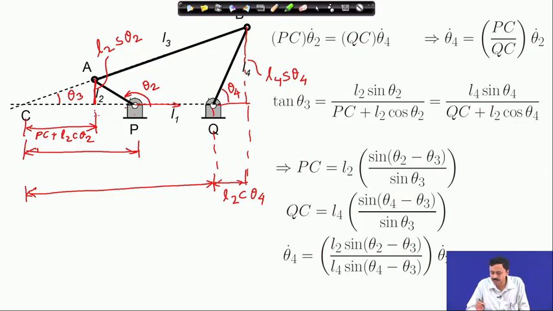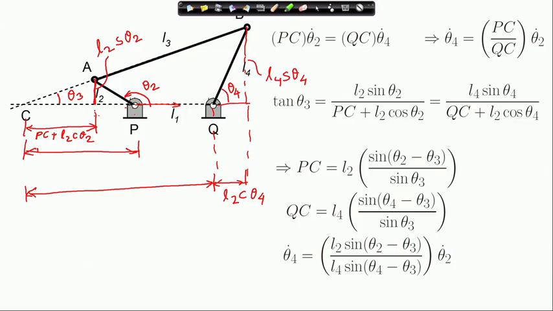So, P c is L2 sin of theta 2 minus theta 3 divided by sin theta 3, and Q c is L4 sin of theta 4 minus theta 3 divided by sin theta 3, and hence I have finally this relation between theta 2 dot and theta 4 dot in terms of, you can see theta 2, theta 3, theta 4.